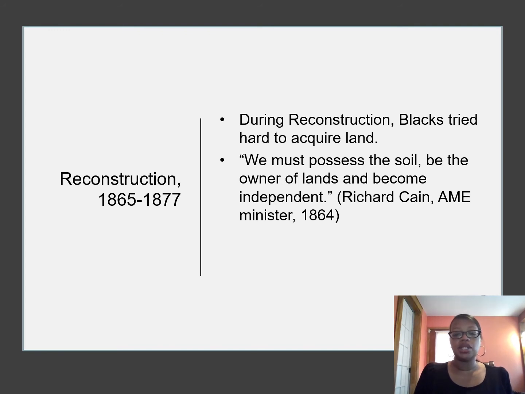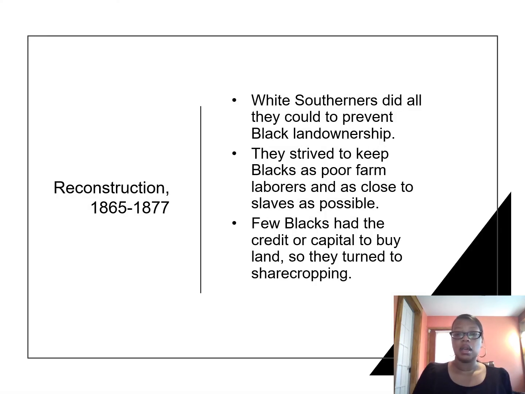During Reconstruction, Blacks tried hard to acquire land. Richard Cain, who was an AME minister, noted that we must possess the soil, be owners of the land, and become independent. They recognized that acquiring land was the key to economic independence, and so Blacks tried to obtain land. But white Southerners did all they could to prevent Black land ownership. Their goal was to keep Blacks as poor farmers and poor laborers and keep them as close to slavery as possible without it legally being slavery.